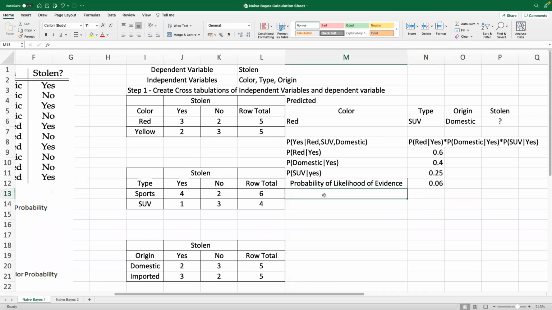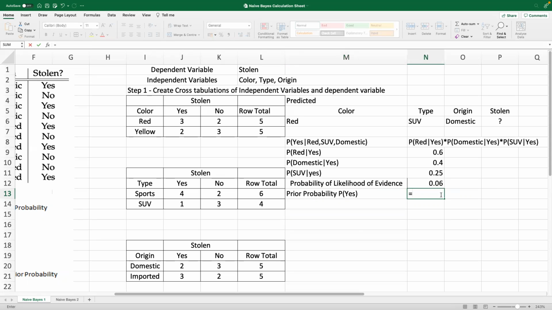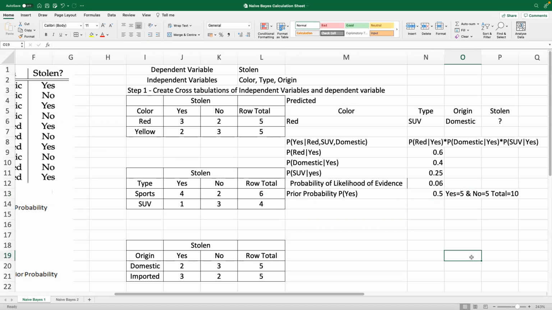Then we will calculate prior probability, which is nothing but probability of yes. What is the probability of yes? How many yeses are there? 1, 2, 3, 4, 5. Total observations is 10, right? 5 divided by 10, 0.5. There are 5 yeses and 5 nos. Total is equal to 10. 5 by 10 is 0.5.